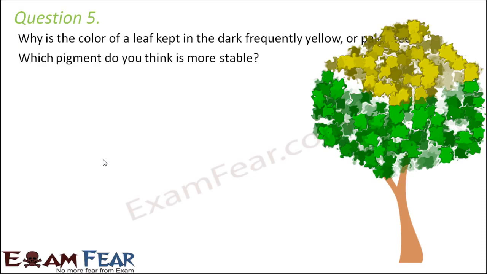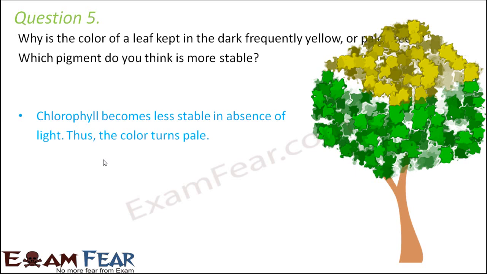But now the leaf is kept in the dark. So what is happening? It is appearing yellow or pale green. That is because now the chlorophyll A is not active, because chlorophyll A is good at absorbing the blue and the red regions of the spectrum. But now not enough light is there, so it is not able to absorb the blue and red regions properly. So chlorophyll becomes less stable in absence of light. Therefore, the green color becomes lighter because chlorophyll is not active, and if chlorophyll is not active, it will not be able to absorb the blue and red light of the visible spectrum.